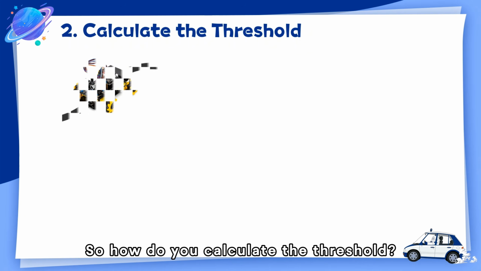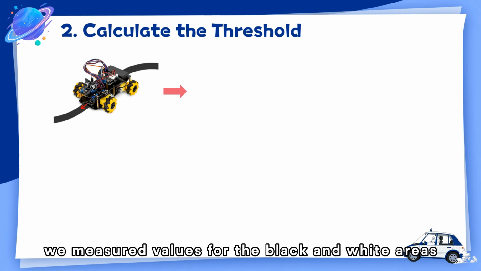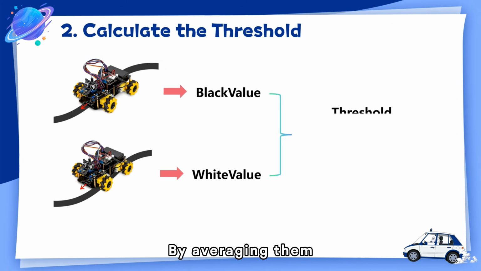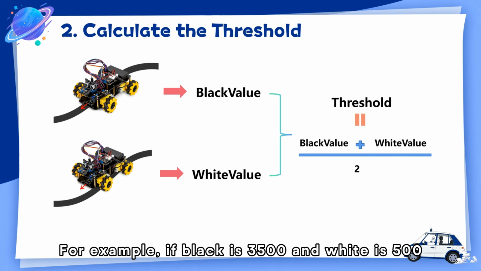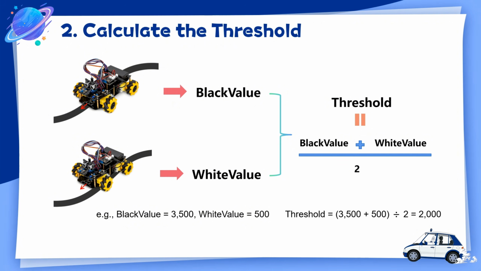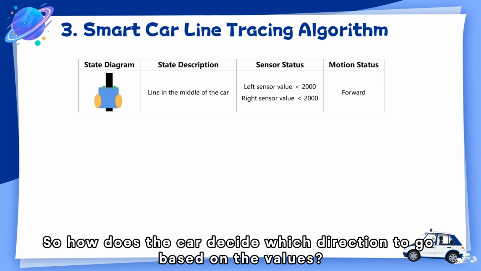So how do you calculate the threshold? In the previous test, we measured values for the black and white areas. By averaging them, we get the threshold. For example, if black is 3,500 and white is 500, the threshold is 2,000. So how does the car decide which direction to go based on the values?